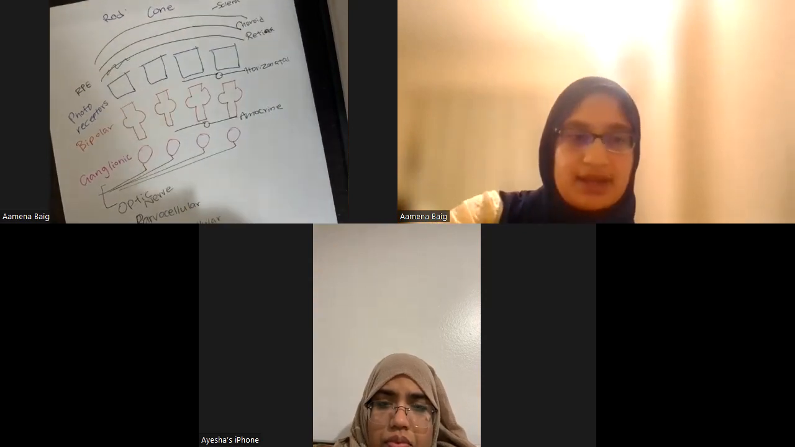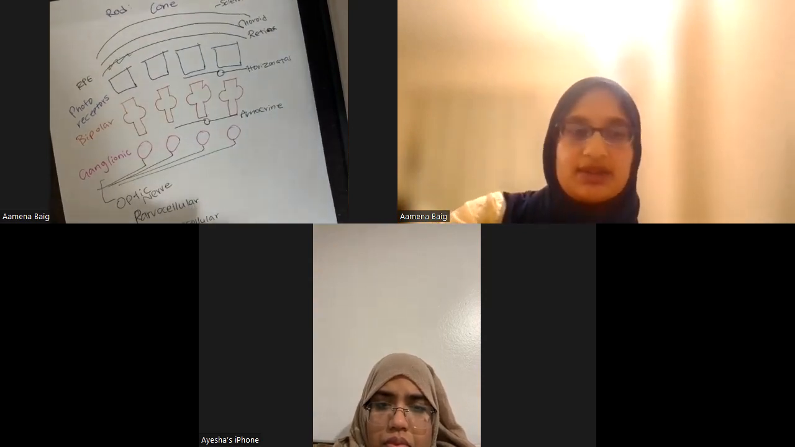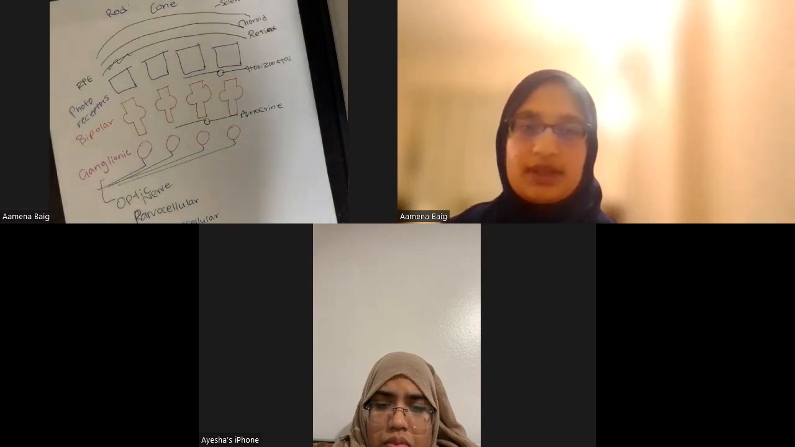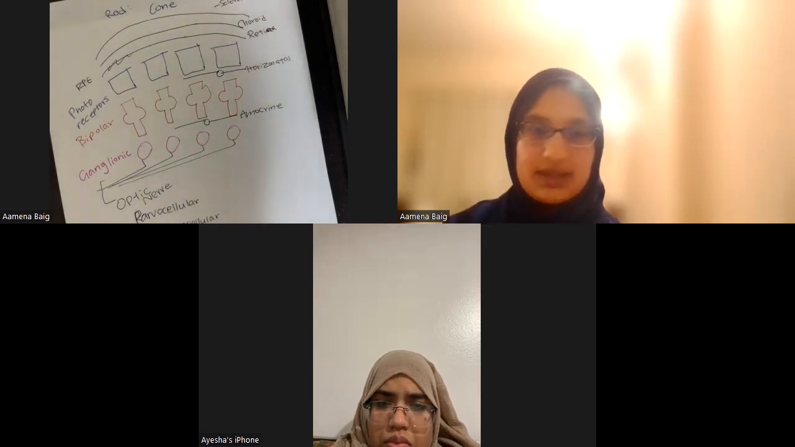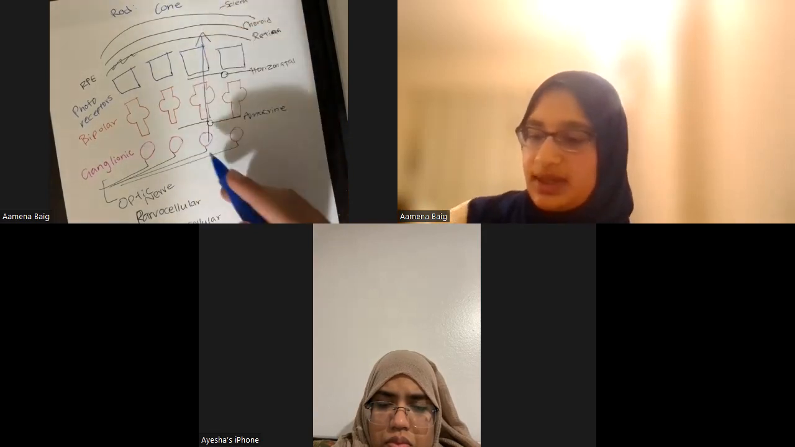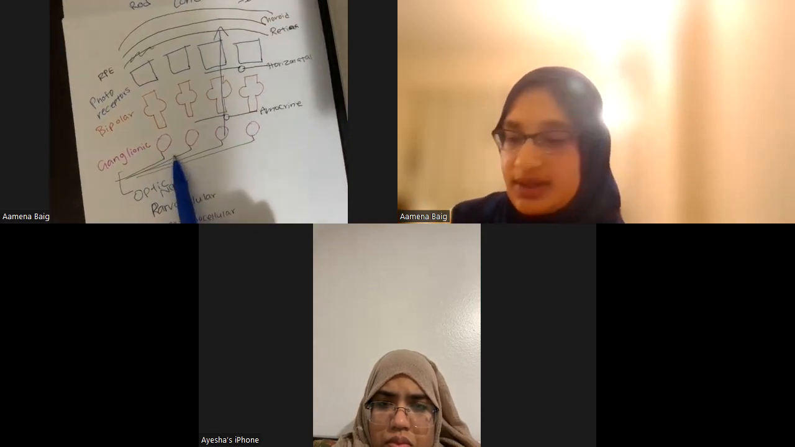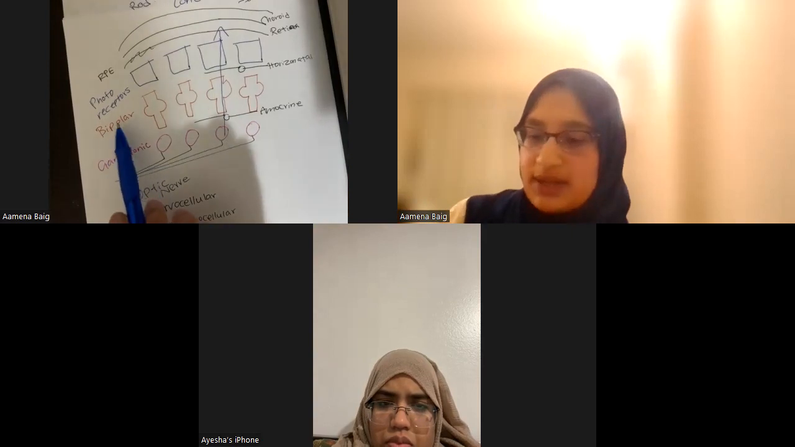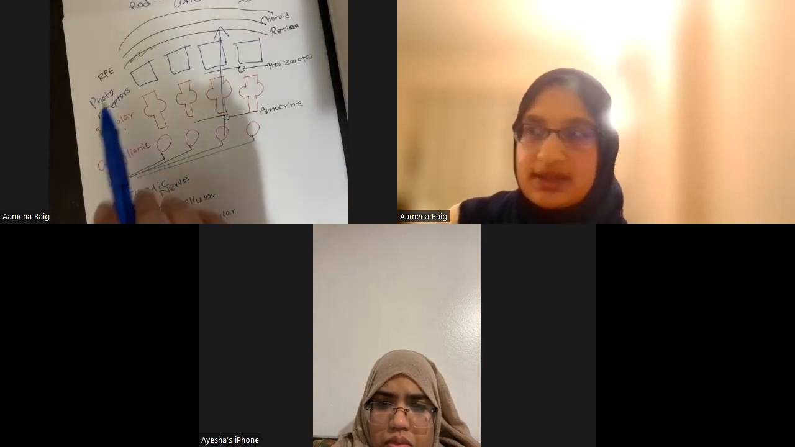So lastly, there's two different pathways of how information is processed in the retina. The first pathway is the light movement pathway. This light movement pathway goes from the ganglionic cells to the photoreceptors. Basically, it starts from the ganglionic cells, then passes the bipolar cells and goes to the photoreceptors, and that's how the light moves in the eye.